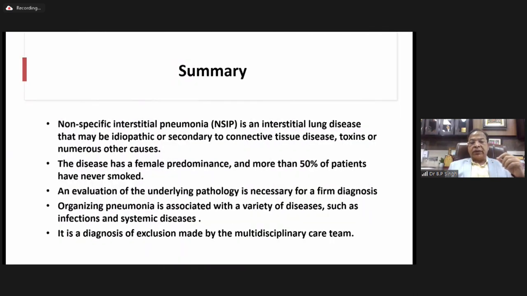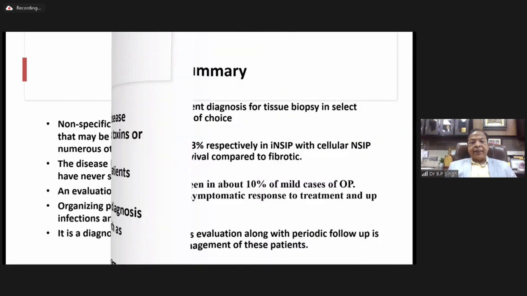So, to summarize, NSIP is an interstitial lung disease that may be idiopathic or secondary to connective tissue disease, toxins, or numerous other causes. The disease has a female predominance, and more than 50% of patients have never smoked. An evaluation of the underlying pathology is necessary for a firm diagnosis. Organizing pneumonia is associated with a variety of diseases such as infections and systemic diseases. It is a diagnosis of exclusion made by the multidisciplinary care team.